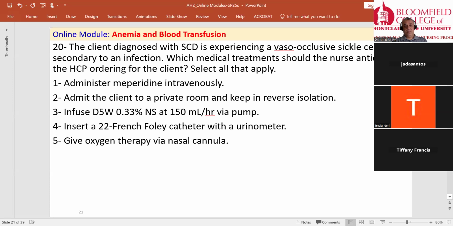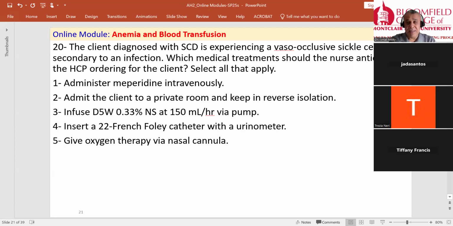The client diagnosed with SCD is experiencing a vaso-occlusive sickle cell crisis secondary to an infection. Which medical treatments should the nurse anticipate the HCP ordering for the client? Select all that apply.